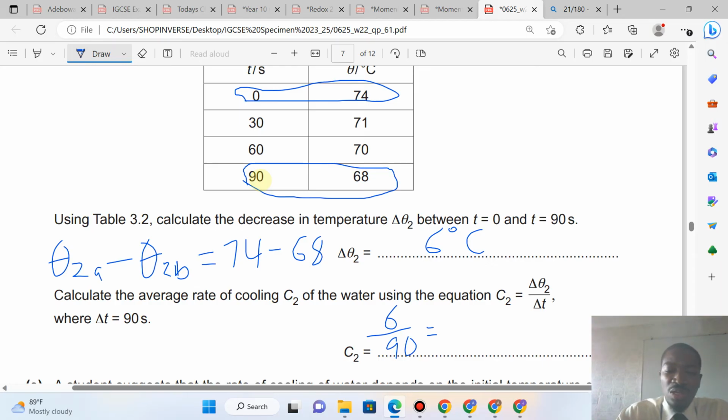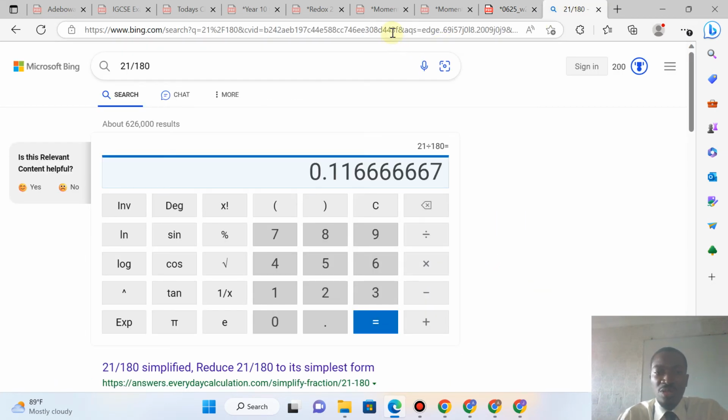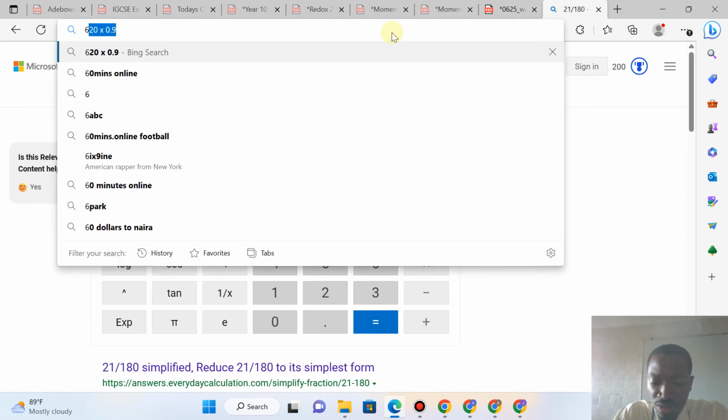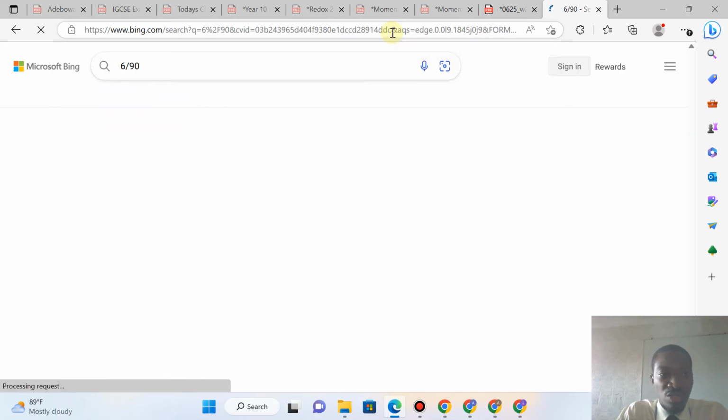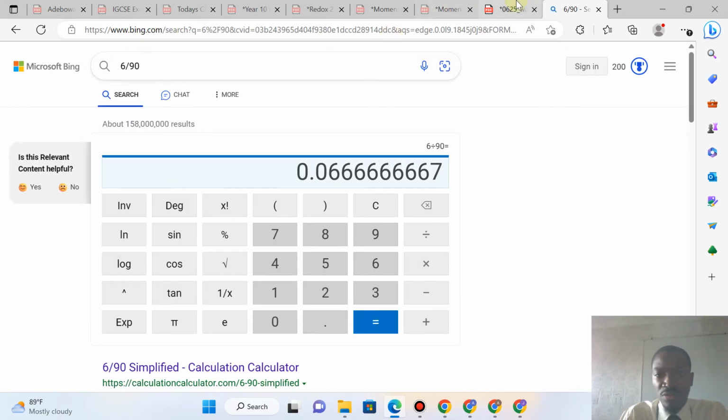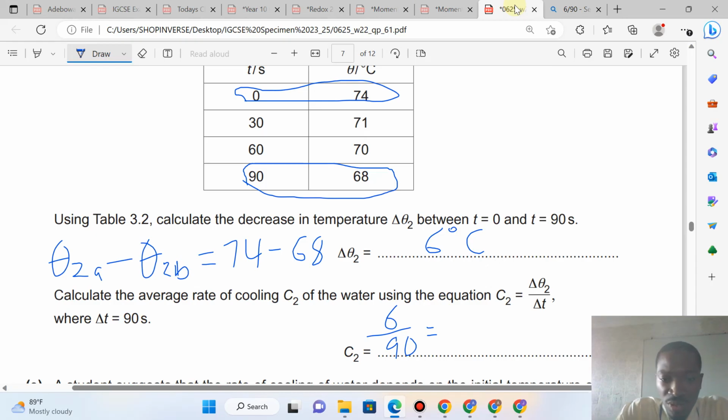6 divided by 90 should give us 2 over 3 of... let me confirm. 6 divided by 90 should be 0.0667. So 0.067 is enough. Temperature is measured in degrees Celsius and time is measured in seconds, so that is degrees Celsius per second.